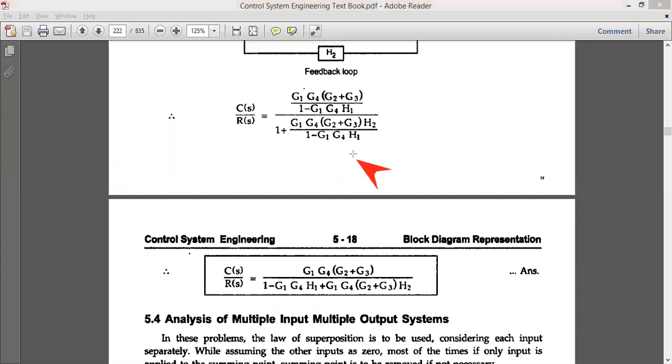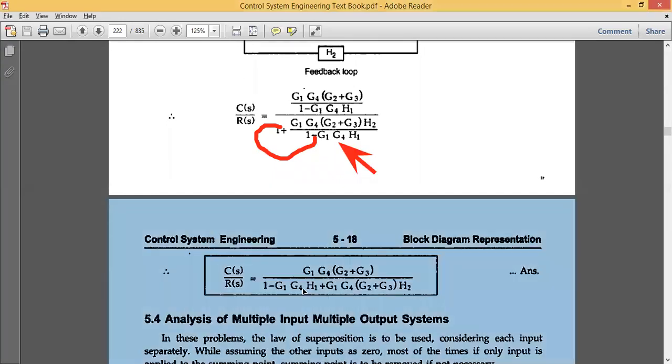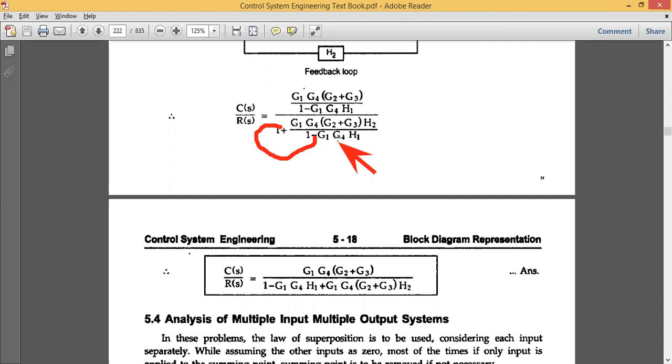the denominator of the denominator, this is being multiplied with 1. So what will that be? What equation did you get in this final answer? That is 1 minus G1 G4 H1. You first write the same as it is, plus G1 G4 multiplied by G2 plus G3 multiplied by H2. So the denominator of the numerator and the denominator of the denominator both get cancelled, and you will find only one block, and this is nothing but your answer for the given question.